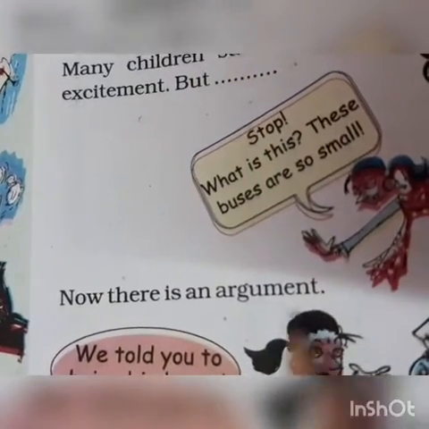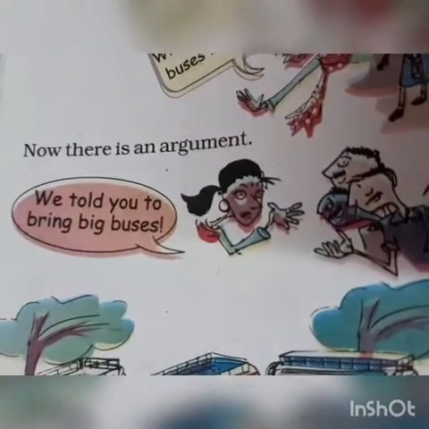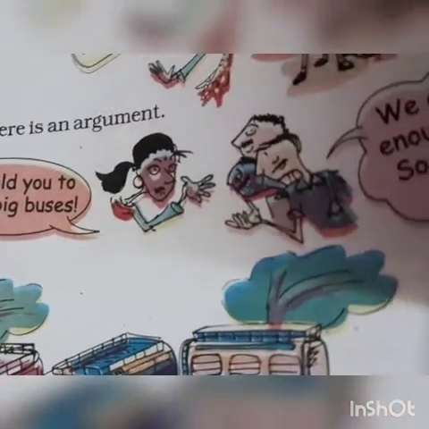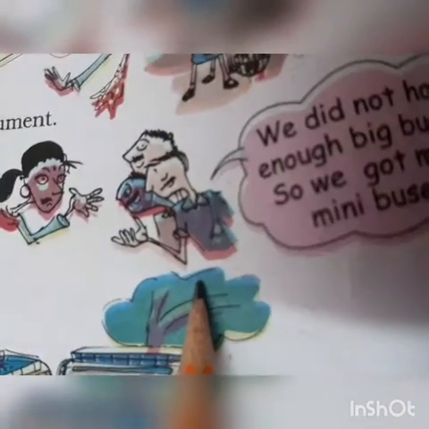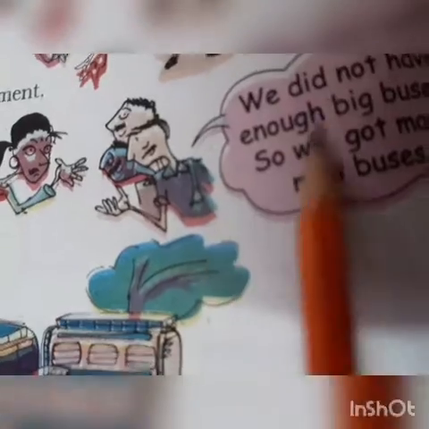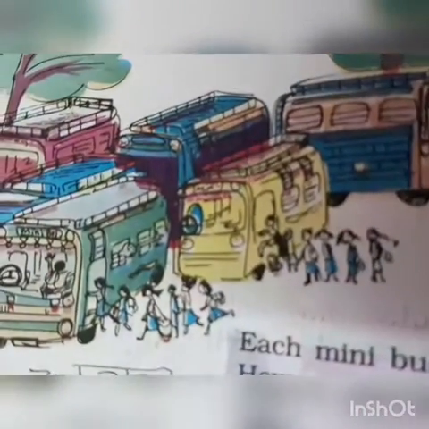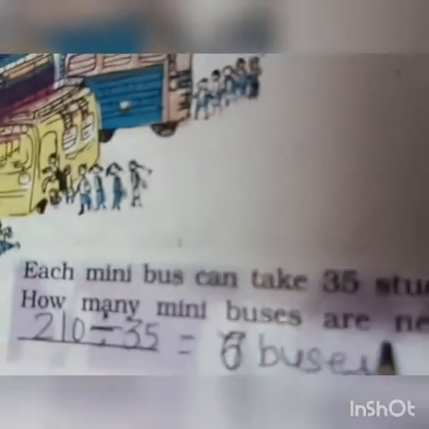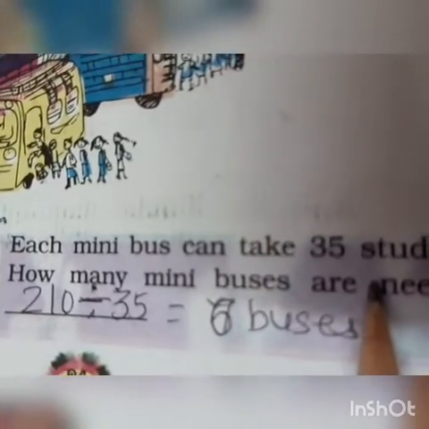Now there is an argument, some discussion going on between the bus drivers and the teacher. They were told to bring the big buses, but they have brought small buses because they didn't have enough big buses. They didn't have the 4 buses required, so they brought small mini buses. You can see these small mini buses where the children are running towards the bus. Now each mini bus can take 35 students. How many mini buses are needed? Now in one mini bus only 35 students can be seated.